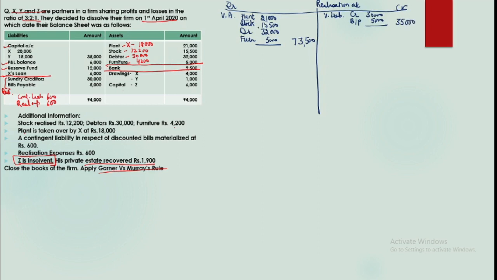Now show the disposal. So for the assets, X is taking over plant, so this will be put into his account for 18,000. Remaining assets are being disposed of. So bank account, you are selling stock for 12,200. You are recovering 30,000 from debtors. Furniture is disposed of for 4,200. Okay, so just record everything.